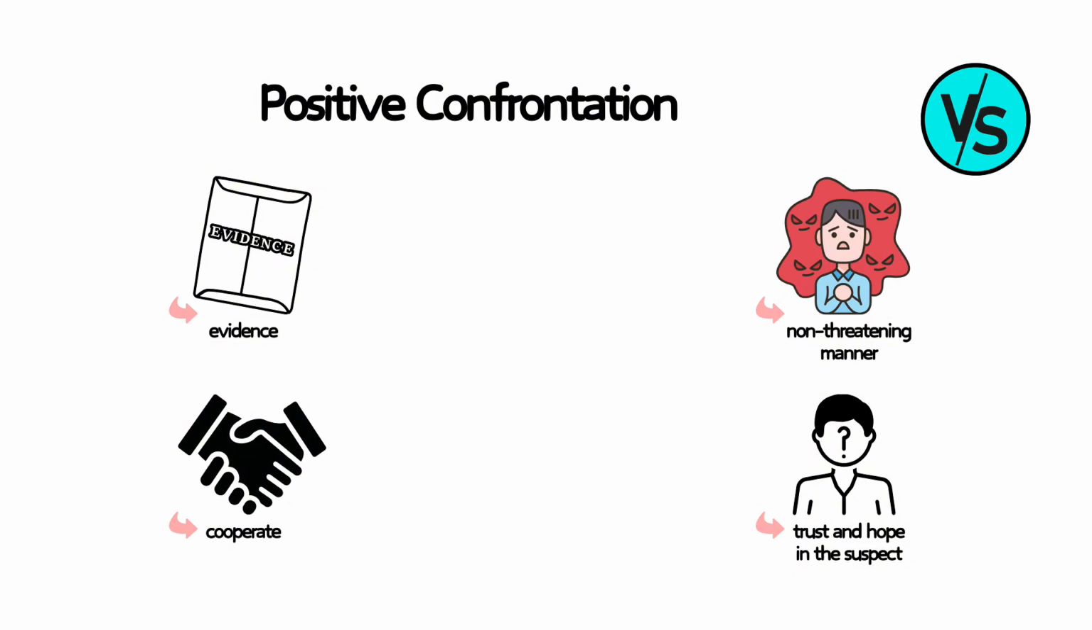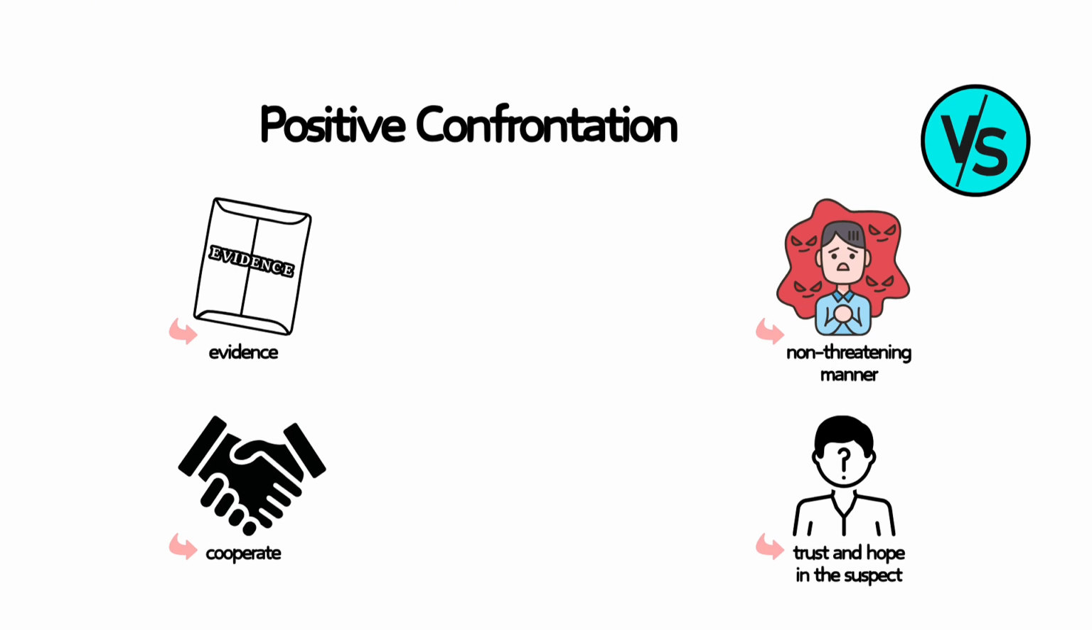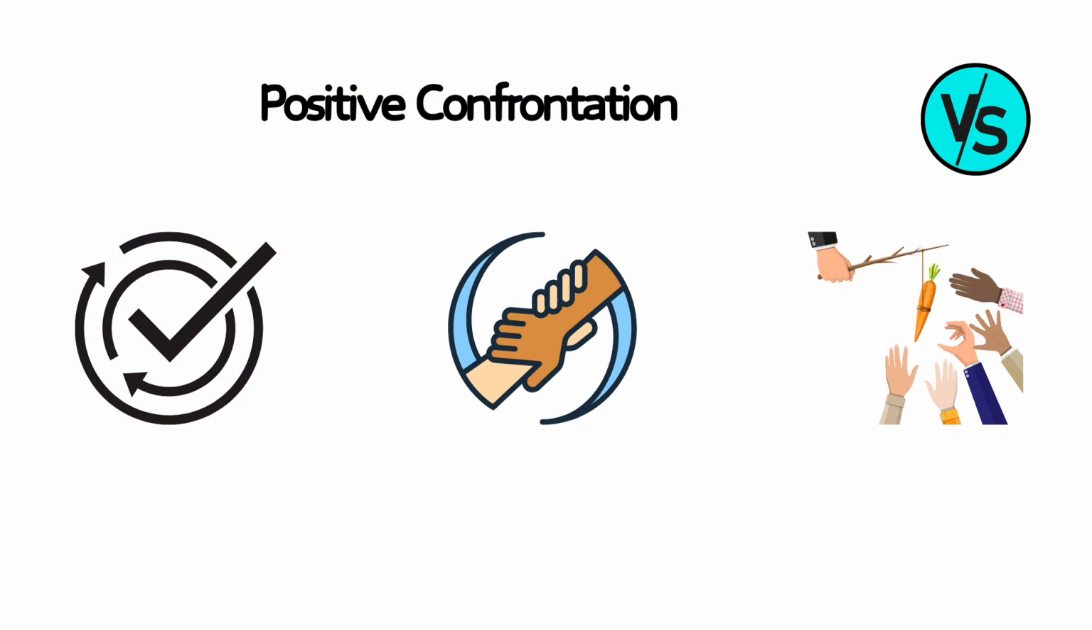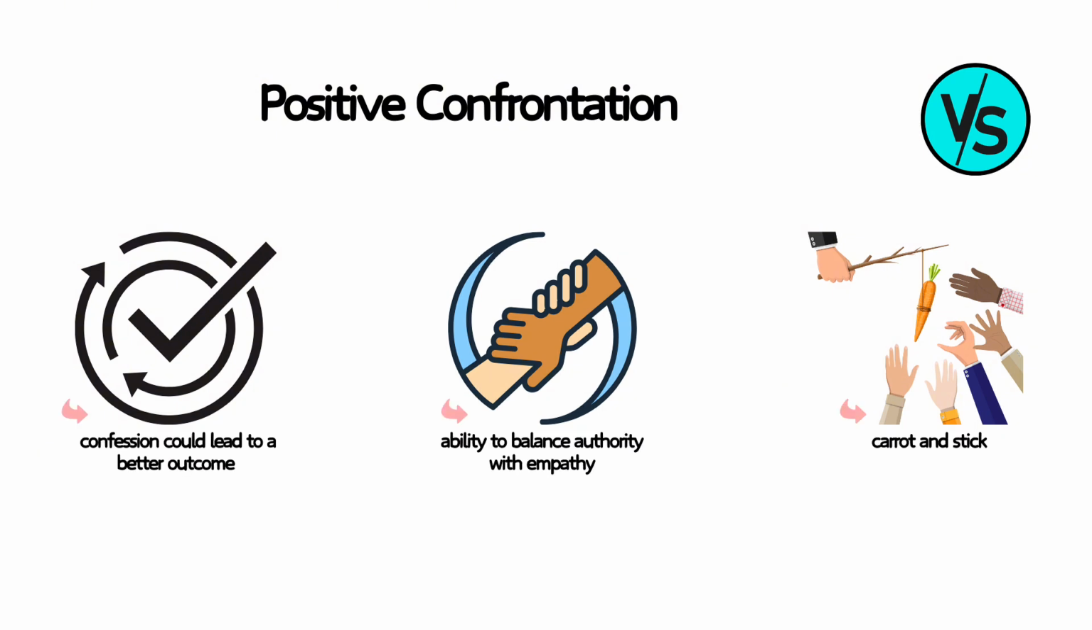This method aims to create a sense of trust and hope in the suspect, making them believe that confession could lead to a better outcome for them. This technique relies heavily on the interrogator's ability to balance authority with empathy. The goal is to make the suspect feel that they have something to gain from being honest, such as reduced charges or a more favorable legal outcome. It's a psychological game of carrot and stick, where the promise of a positive result encourages cooperation.